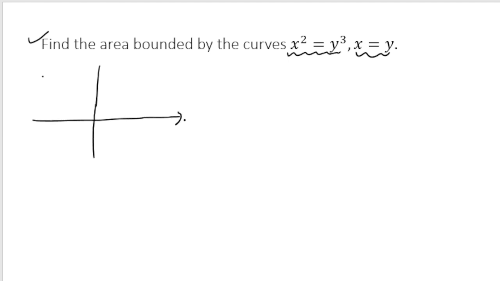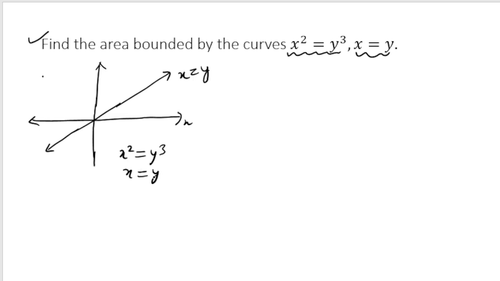So this is the x-axis and this is the y-axis. We all know that the line y is equal to x is drawn like this, equally inclined with both the axes, x-axis and y-axis. So this is the line x is equal to y, or y is equal to x. And now we have the curve x square is equal to y cube and x is equal to y.